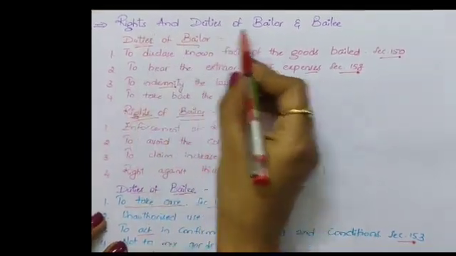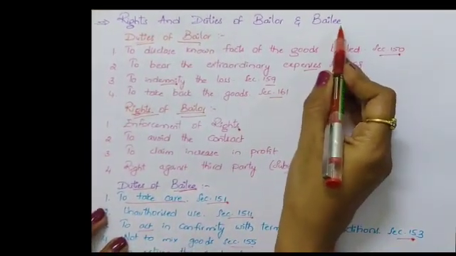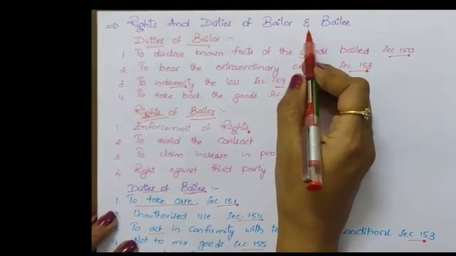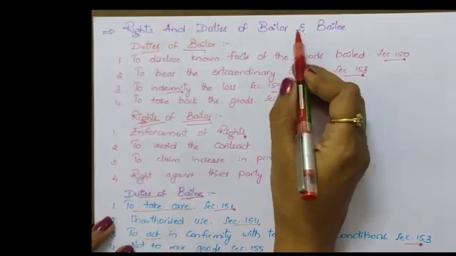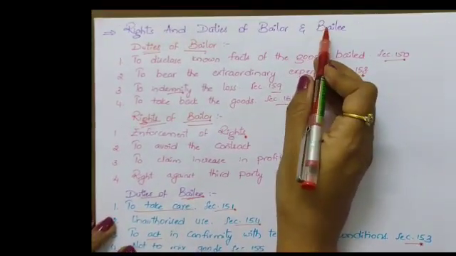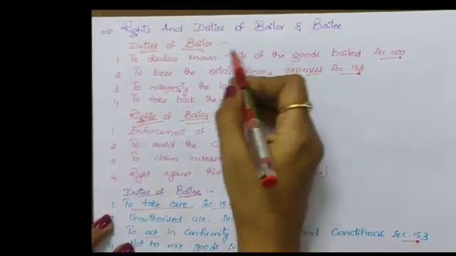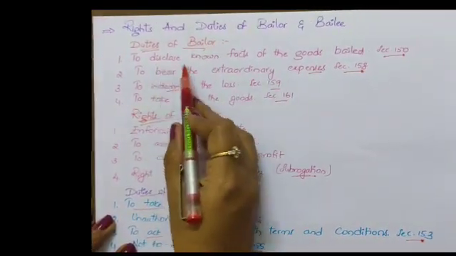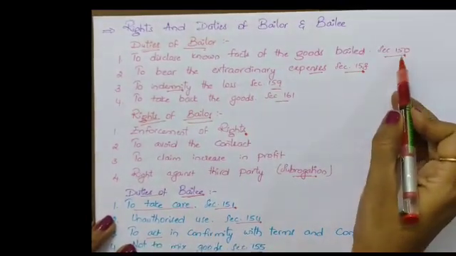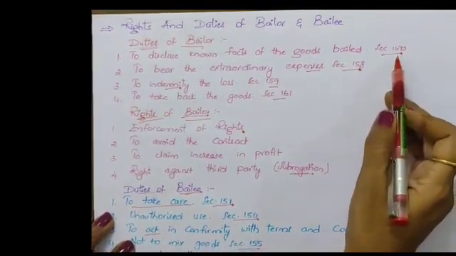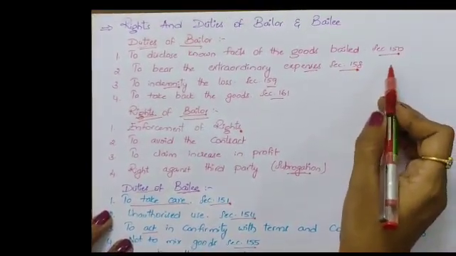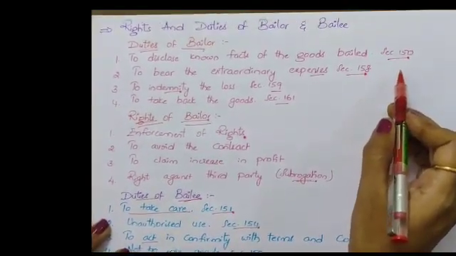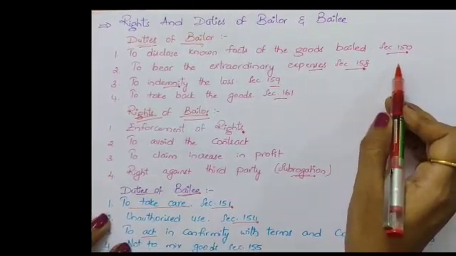Next, rights and duties of bailor and bailee. Rights and duties are corresponding to each other and are correlative. Therefore, the rights of the bailor are the duties of the bailee, and vice versa. Now, duties of the bailor. To disclose known facts of the goods bailed under section 150. The bailor has a duty to inform the bailee if there are any defaults or defects of the goods which are bailed. Otherwise, the bailor is liable.